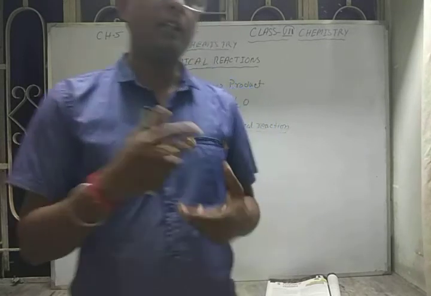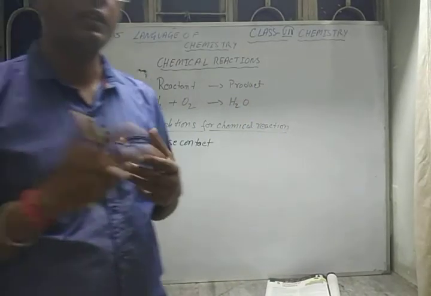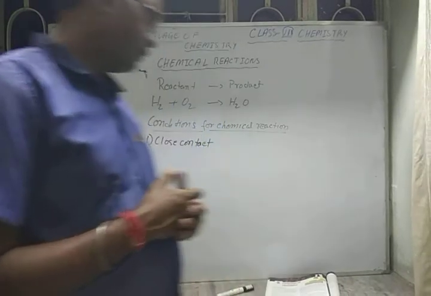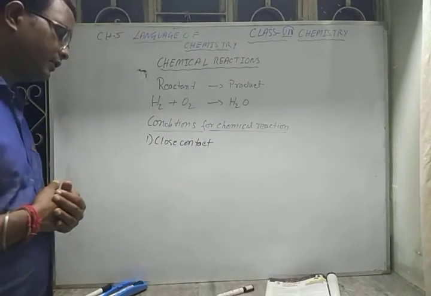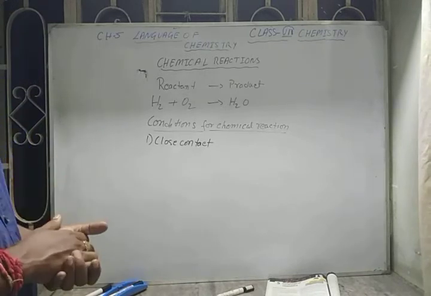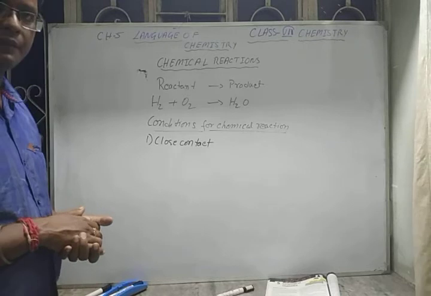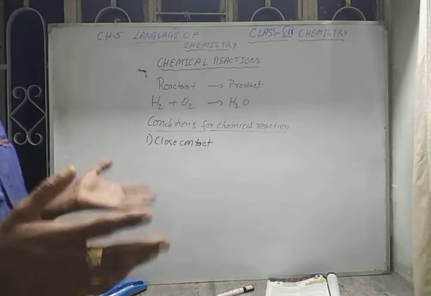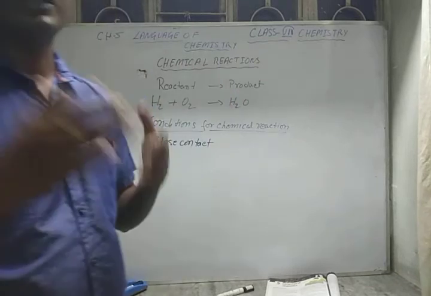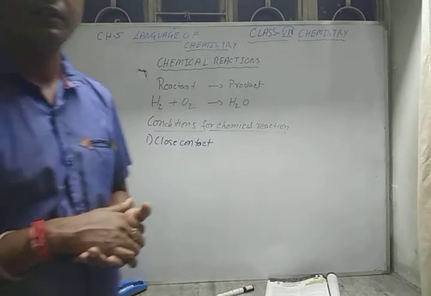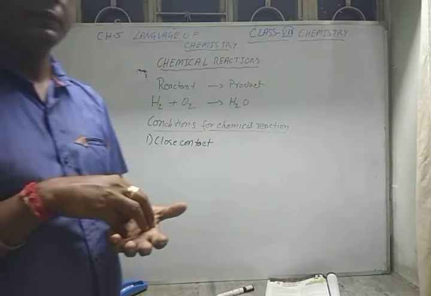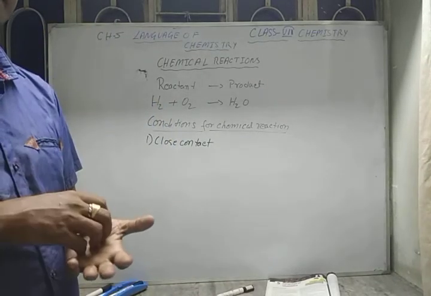So they should have a close contact between them. Okay. So intermolecular combination will only be possible if there is a close contact. For example, sodium reacts with water vigorously. So when you keep sodium in the open, moisture is present in the atmosphere. That water, when it comes in close contact with the sodium, will make the sodium catch fire.